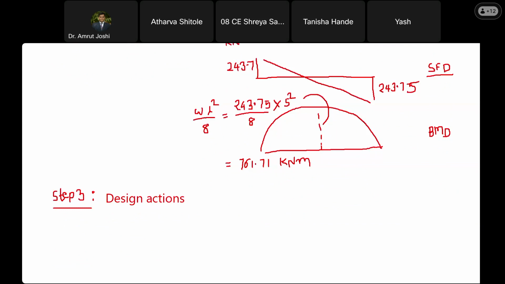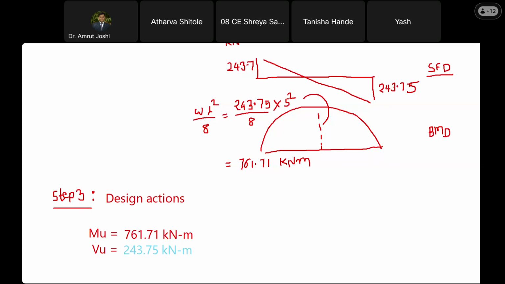So let me write down that. What do we call the maximum bending moment as? We call it MU, the maximum moment that needs to be resisted. That is 761.71 kilonewton meter. Happy? And what is the maximum shear force? How do we denote the shear force? Shear force is denoted by the notation VU. So the ultimate shear force that needs to be resisted is 243.75 kilonewton.